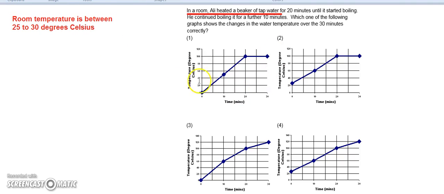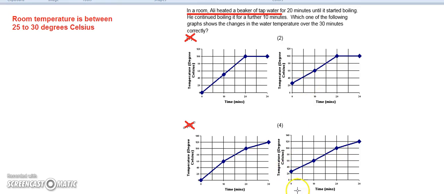So immediately when you look at this, you have 0 degrees for option 1, and we have 0 degrees for option 3. So 0 degrees is not a beaker of tap water, because tap water at room temperature is not at 0. That means you can immediately cross option 1 out, right? And you can also immediately cross option 3 out. So now you're left with two options, option 2 and option 4.